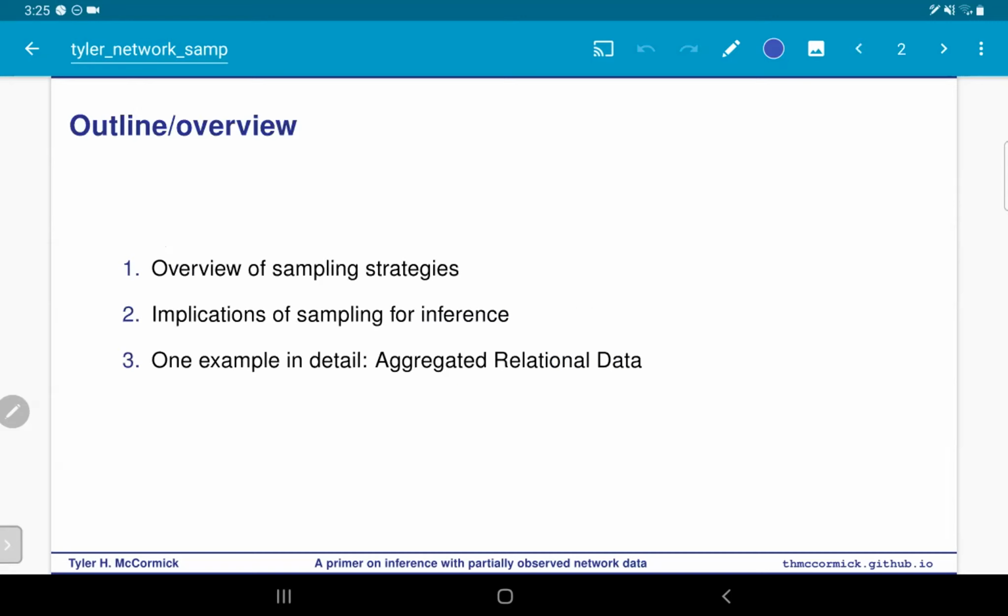Okay, so today what we're going to do is I'll first talk a little bit about sampling strategies for networks. I'll dive right in then to the implications of sampling for inference, and then I'll talk in detail about one particular way of sampling, which is called aggregated relational data, which is in some sense an extreme example of partially observed network data, but I think that it illustrates some of the broader principles that I'll talk about in nice detail, and allows us to talk through some examples with some specific data.